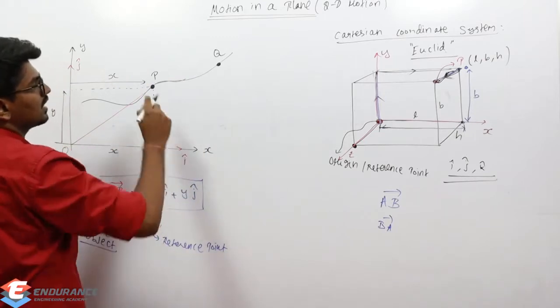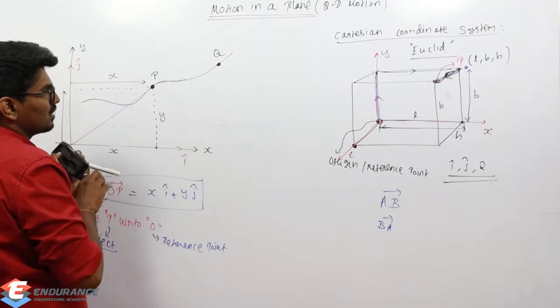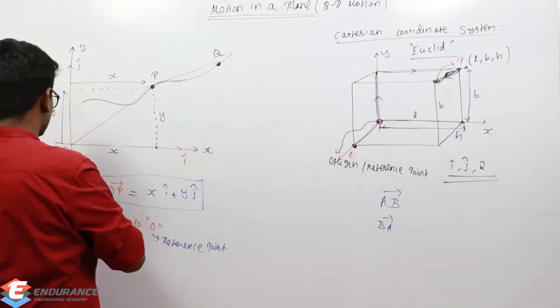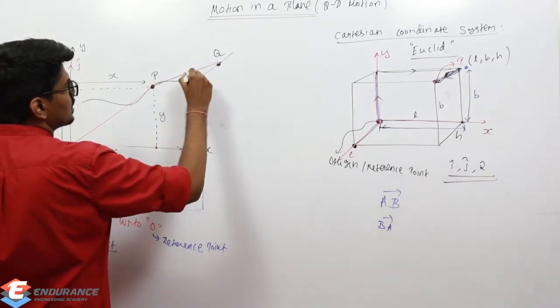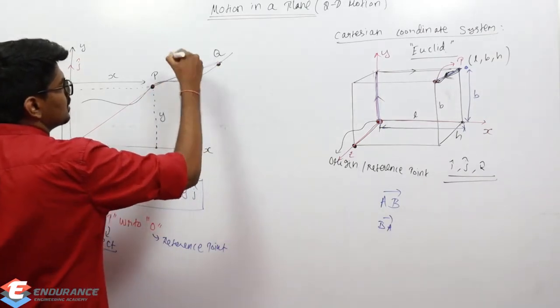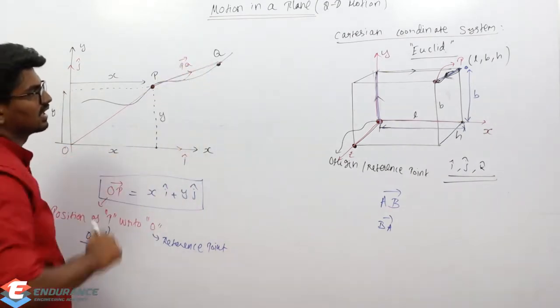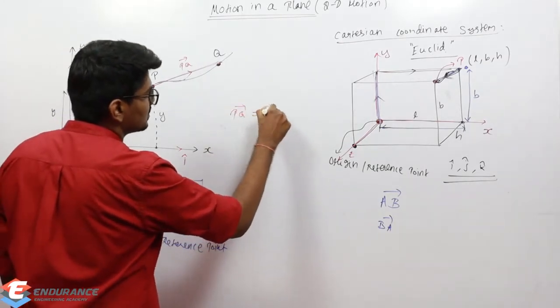Now, how to find out the displacement? We already know that. How to find out the displacement? Displacement is nothing but, I will use another color, I'm sorry, displacement is nothing but simply PQ vector. Am I right? PQ vector. So how to find out this PQ vector? In other words, PQ vector is nothing but S vector, which is displacement.